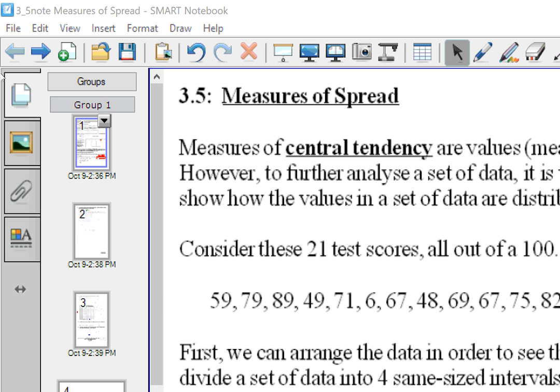Okay, now consider these 21 test scores out of 100, right? So there's our test scores, right? And here's what we're going to do. The first thing that we have to do is rearrange all this information into a line. Now, you remember, we always have to organize our information from lowest to highest. But what we're going to do is take a moment and split this into quartiles.